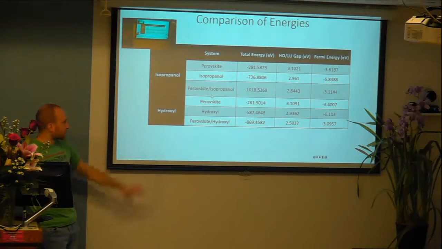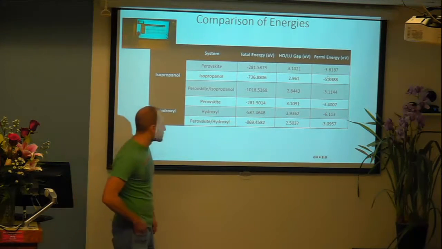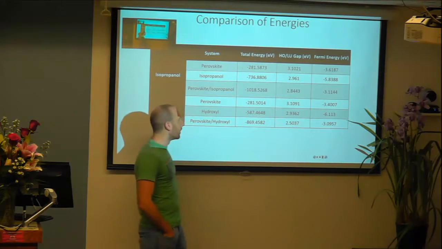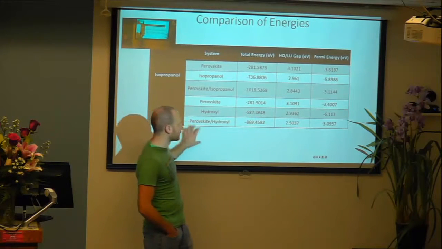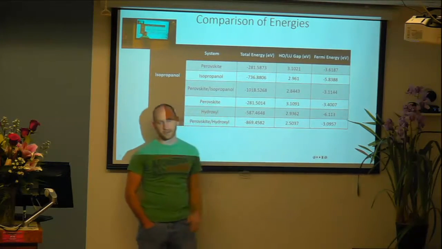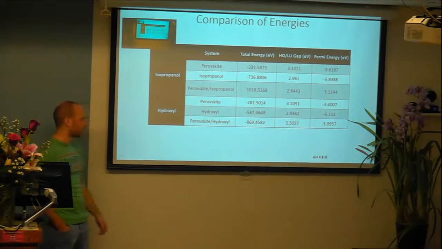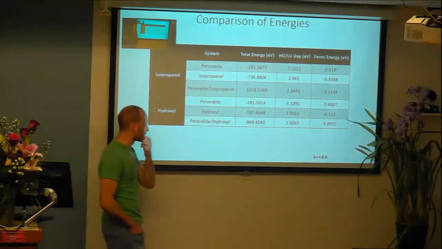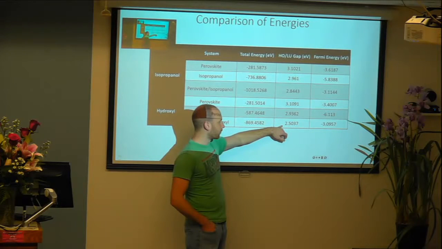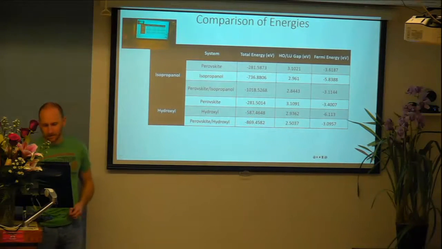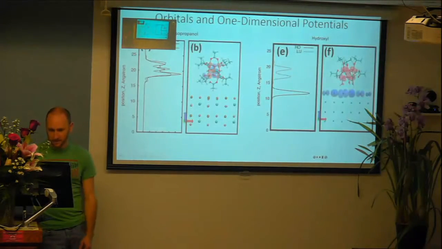Some of the things I can pull from that data are the total energies of each system, the HOMO-LUMO gap, and the Fermi energy. We can see that in both cases, you do reduce the HOMO-LUMO gap. But in the hydroxyl case, there is a smaller gap, which means you'll be able to convert a wider range of solar radiation into electric current. I calculated these out. This one was about 494 nanometer wavelength, I believe, and this one was 430 something. So it's not a huge difference, but it suggests that there is at least something of a difference there.